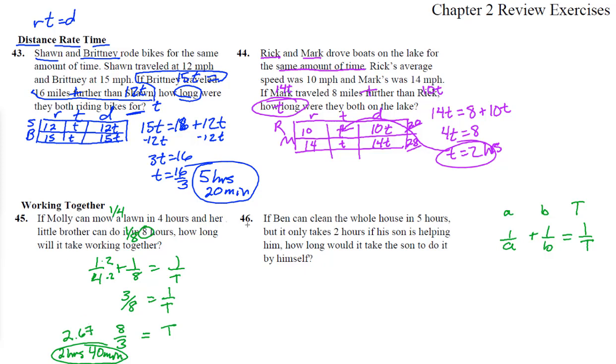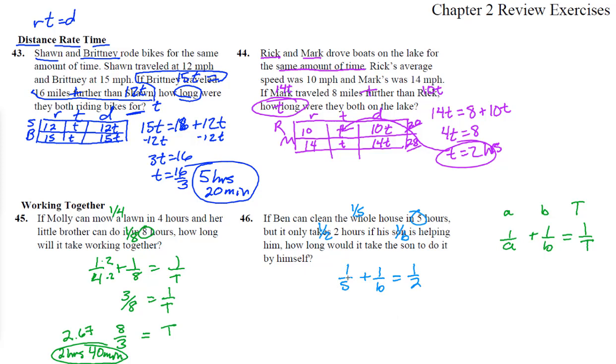And the last one, Ben can clean the whole house in 5 hours. So his rate is 1/5 of the house per hour. But it only takes 2 hours if his son is helping him. We don't know his son's rate. We'll call that rate 1 over B. But we do know that together they work half of the house every hour. Again, using their rates down here. So 1/5 plus 1 over B equals 1/2.